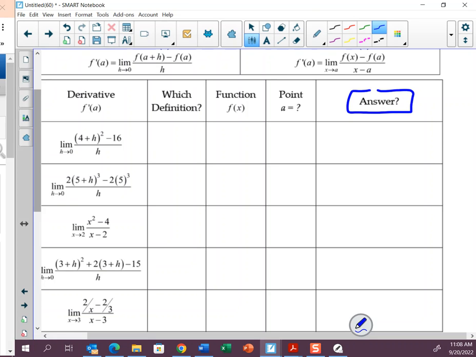So, for example, if I look at the very first problem, we figured out that was the limit definition 1, that the f of x function that's getting used in here is x squared, because I can see that's what's happening to 4 plus h at an a value of 4.